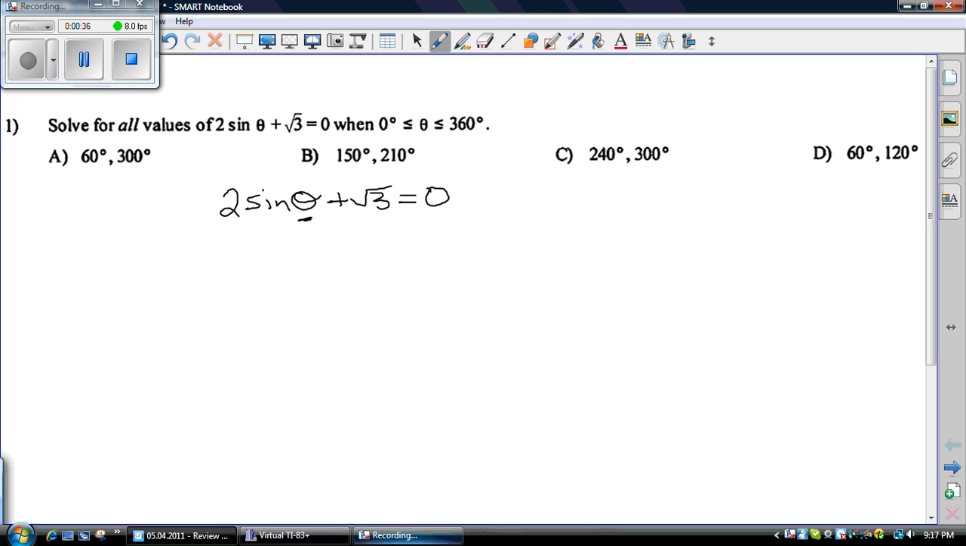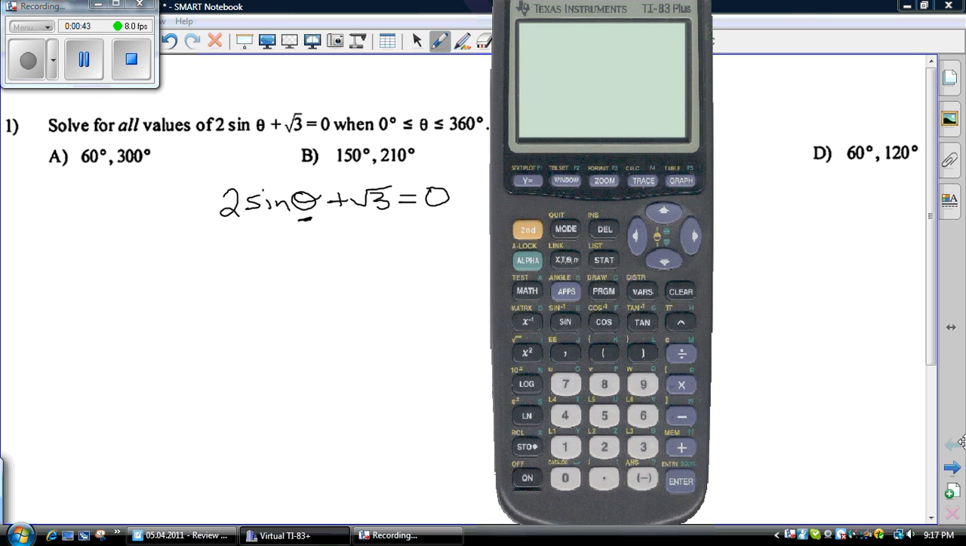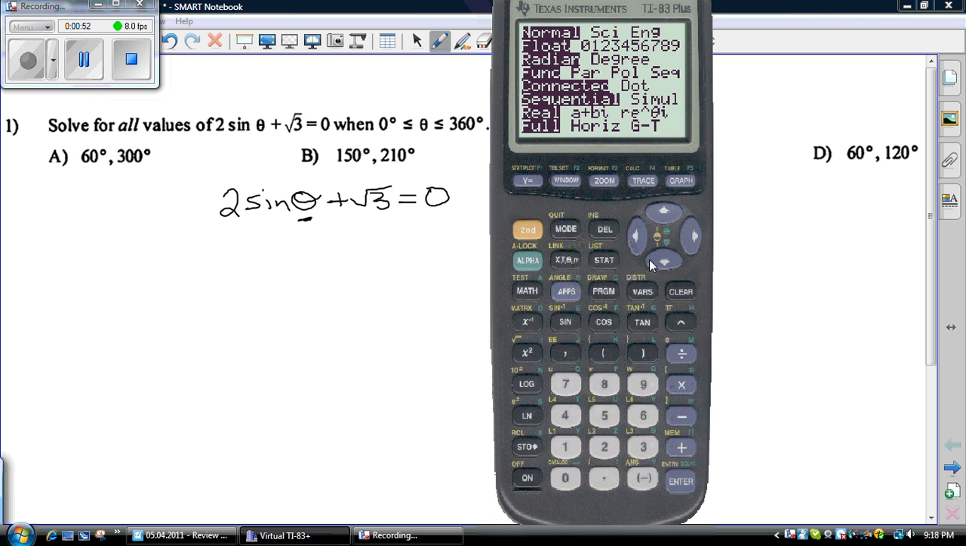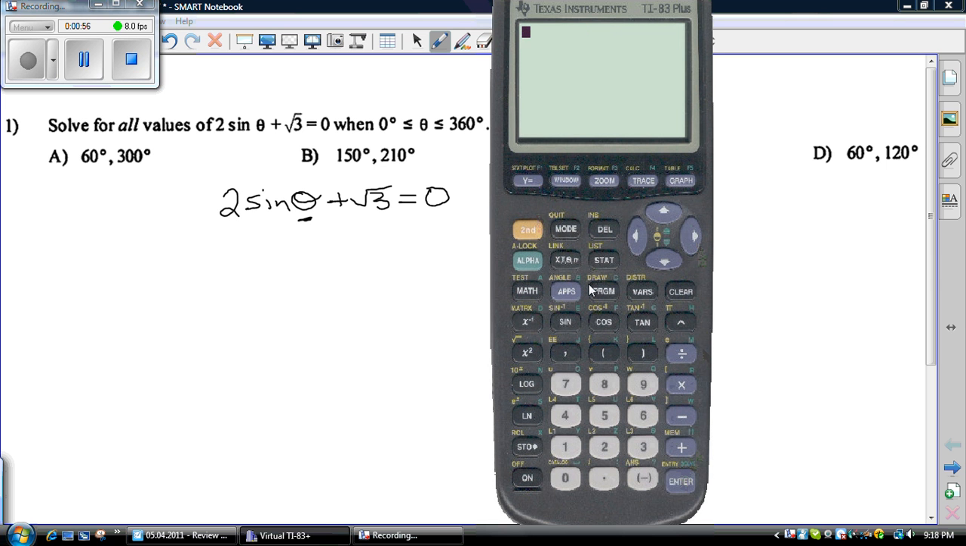What do I mean? I mean, make sure your calculator is in degree mode. Do that by hitting the mode button, making sure it's switched on over here. Then we're going to enter some choices, like let's try out choice number one, 60 degrees.